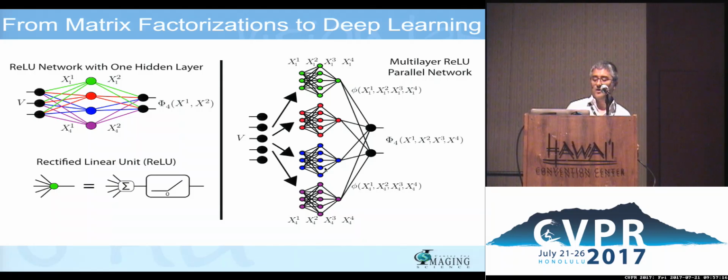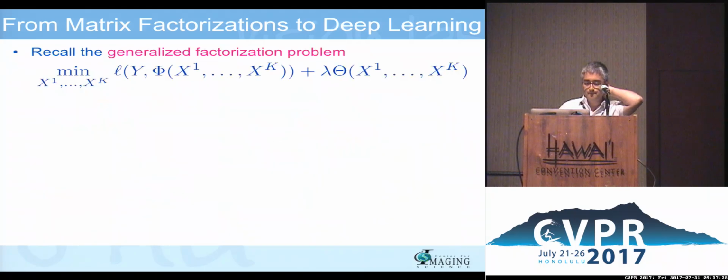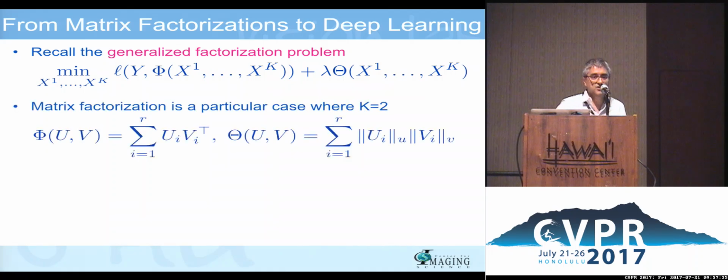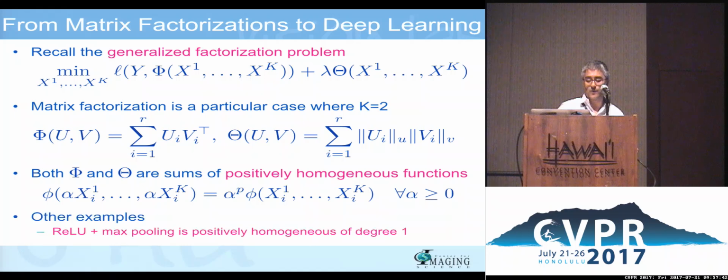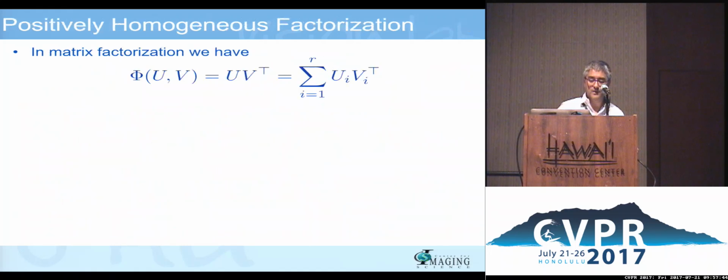So this is a little bit of a contrived example where the number of layers and neurons is fixed to whatever you want for your architecture. And size, which is the only thing you can vary, is just the number of parallel subnetworks. So this is the generalized factorization problem. And matrix factorization, as I've said repeatedly, is a particular case. And I've said that both are positively homogeneous, which is the requirement for the theorems. Okay. So this is the first thing we need to extend.